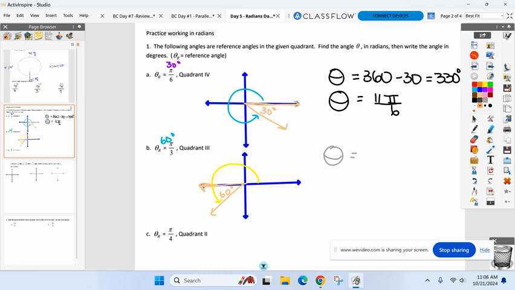210. How? 270 minus... whoa, or is it the other way? Oh wait, I did it. Is everyone good? Never use 270 or 90. Reference angles are on the x-axis, not the y-axis. So what do you want to do here?